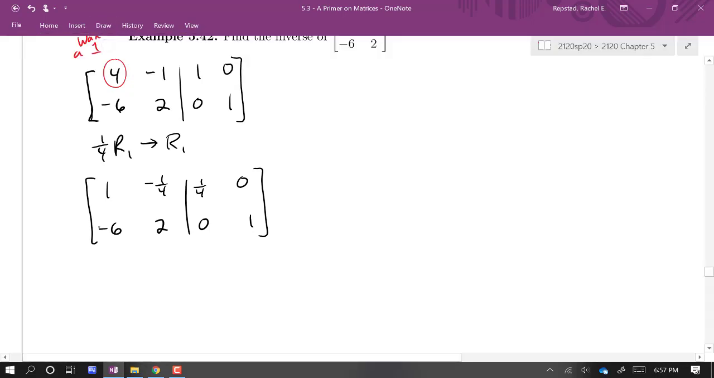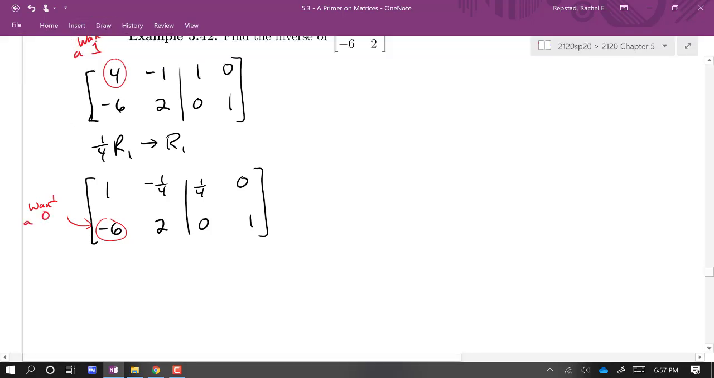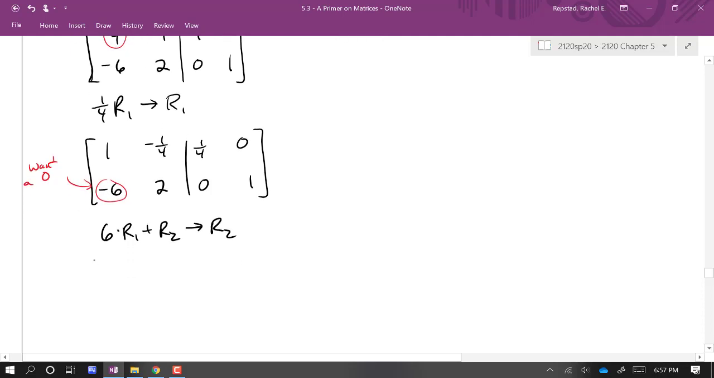Now we want a 0 below it. And the way I'm going to get a 0 is I have to be able to add 6, right? I've got a -6 sitting there. I want to be able to add 6. So I'm going to use the fact that I got a 1 sitting right above it. I'm going to multiply row 1, that top row, by +6 and add it to row 2. So I'm going to have 6 times row 1 plus row 2 into row 2. Row 2 is the only row being changed. Row 1 does not change in this process.